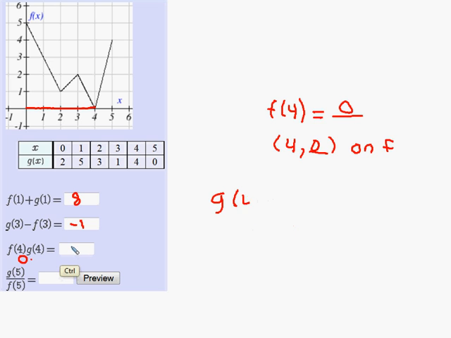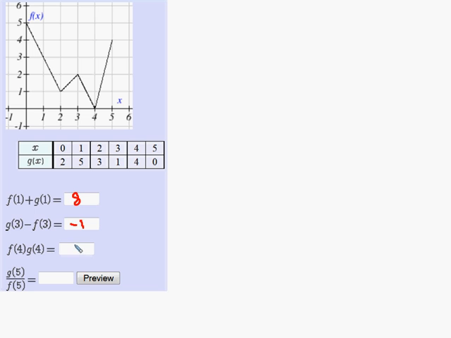The last question will be no different than the previous three, except I have to divide my results at the end. So this was 0. G of 5, I think you probably get the hang of it by now. Whatever's in the parentheses is the input. Just make sure that you find the 5 in the chart that appears in the input row. X is always the variable for the input. G of x is the notation for the output of g.